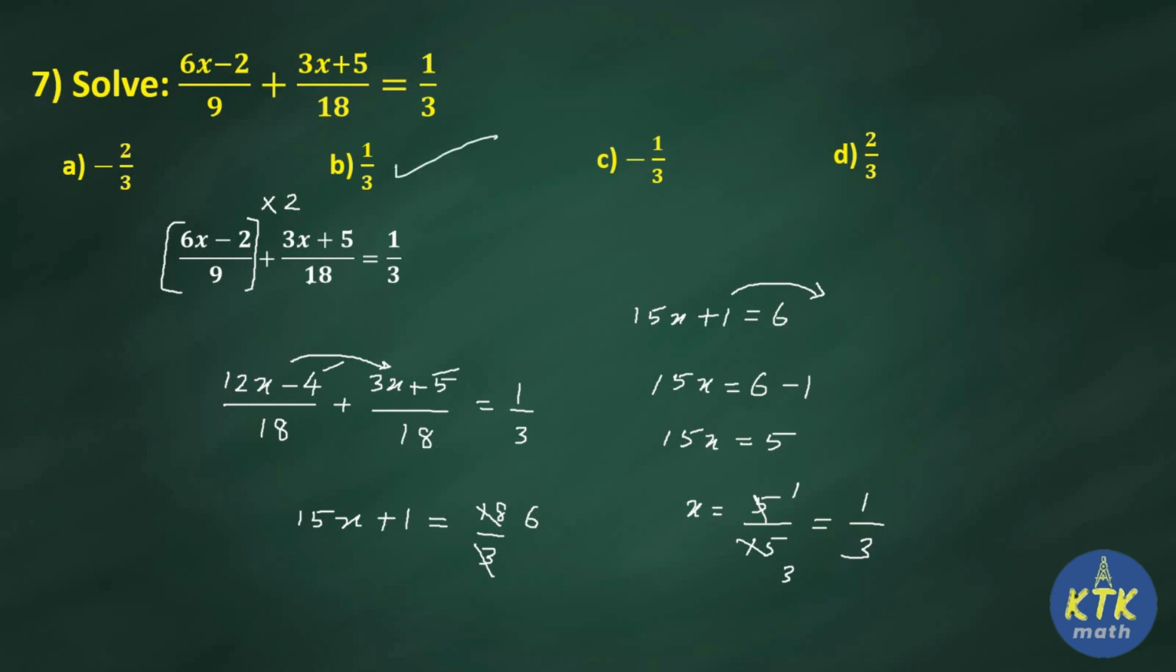Okay, this is how I made an unlike fraction into a like fraction, then started solving step by step. But make sure when you are transferring a number from the left side to the right side, or the right side to the left side, the symbol should change. Okay, we'll go to the next one now.